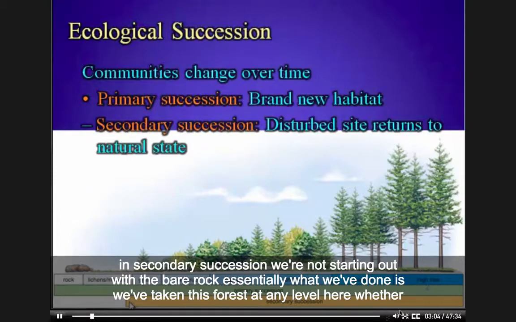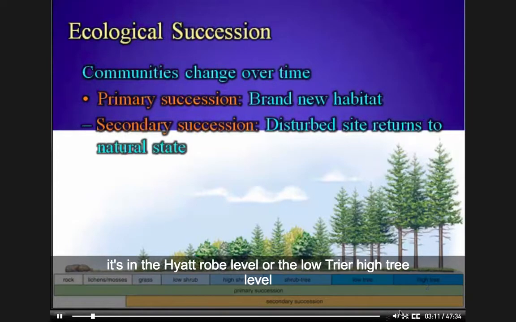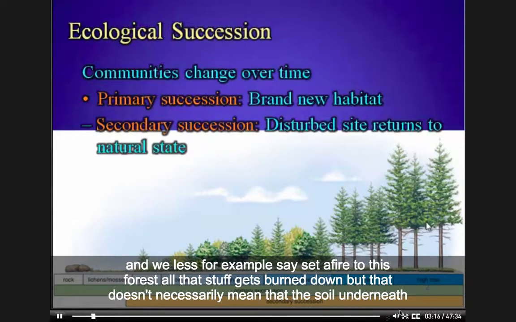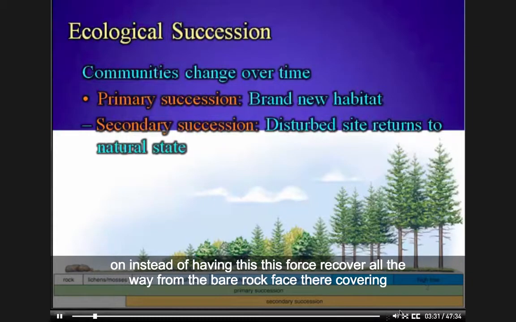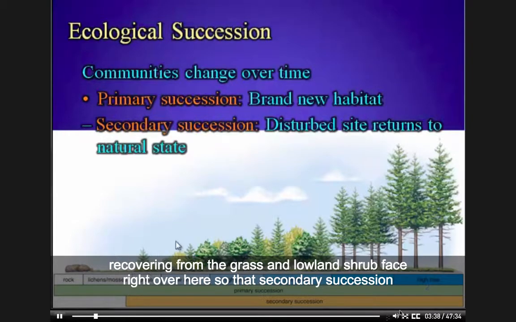In secondary succession, we're not starting out with the bare rock. Essentially what we've done is we've taken this forest at any level here, whether it's in the high shrub level or the low tree or high tree level, and let's, for example, say, set a fire to this forest. All that stuff gets burned down, but that doesn't necessarily mean that the soil underneath has had all the nutrients removed. They're still there, right? There's still lots of nutrients in that soil. And so instead of having this forest recover all the way from the bare rock phase, they're recovering from the grass and lowland shrub phase right over here.